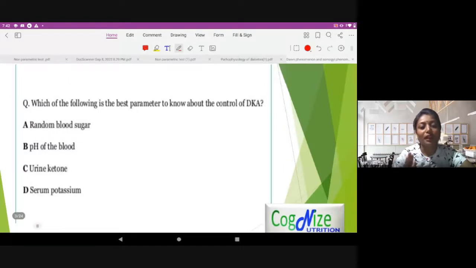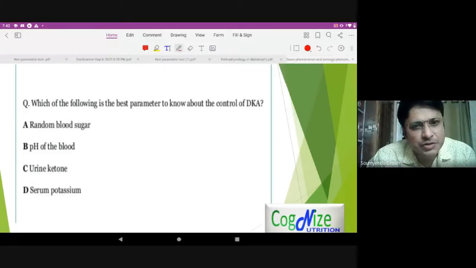Before we head towards today's class, just a quick recapitulation. I hope those who are present here have also attended the previous class. I have an MCQ question here. Just go through the question and try to find the answer. Which of the following is the best parameter to know about the control of DKA?